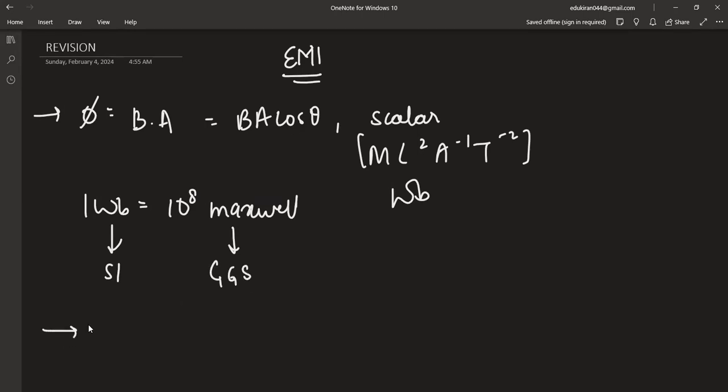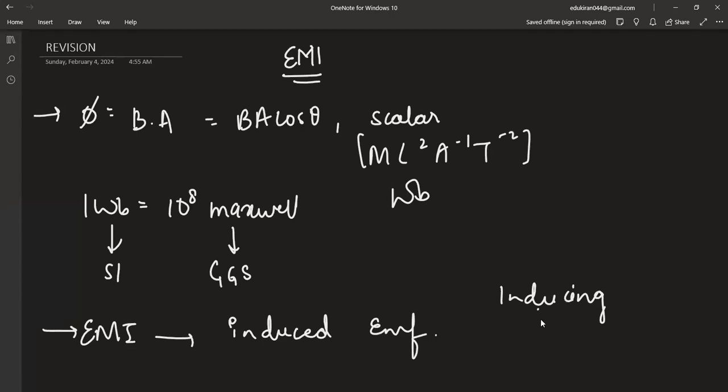Then you have the concept of EMI, that is electromagnetic induction. So it's the phenomenon of production of induced EMF due to a change of magnetic flux linked with a closed circuit. All right, the term electromagnetic induction means inducing electricity. Induction means inducing electricity, but the term electromagnetic induction means inducing electricity through magnetism. This is what is EMI.